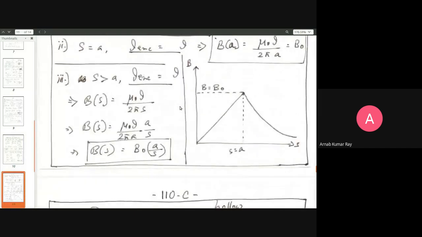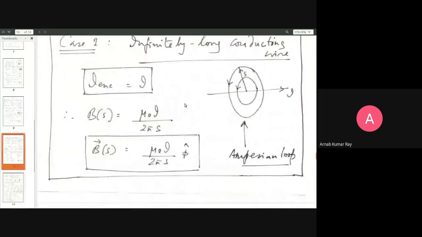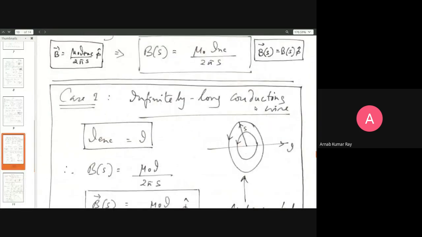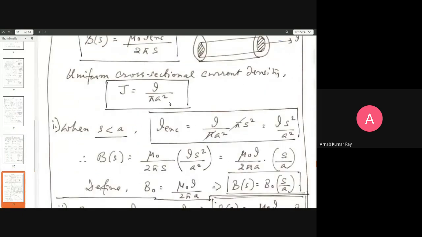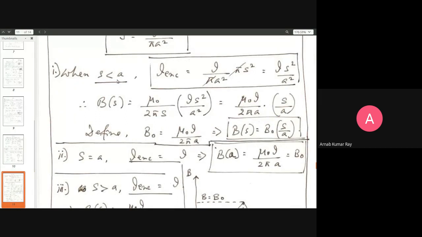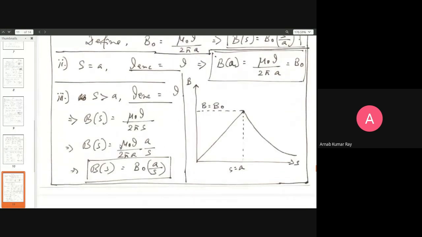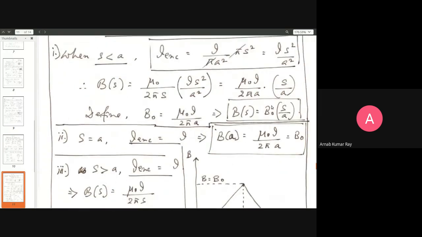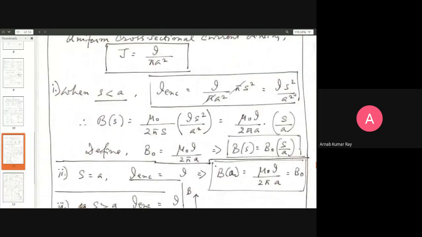Okay, so the next thing that we shall see is for these three cases. This was case number one, infinitely long conducting wire. This is case number two, infinitely long solid conductor of radius A, which is divided into three subparts: radius less than A, radius equal to A, and radius greater than A. If I were to ask you to plot this, this is how you should plot. B along the vertical axis, S along the horizontal axis.